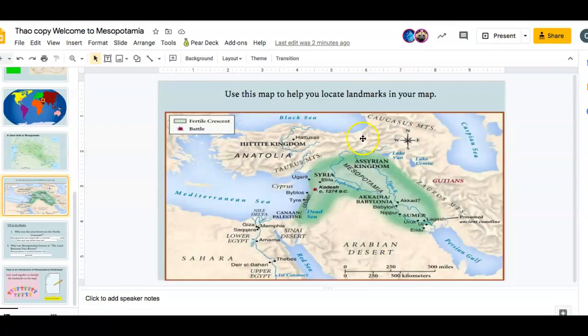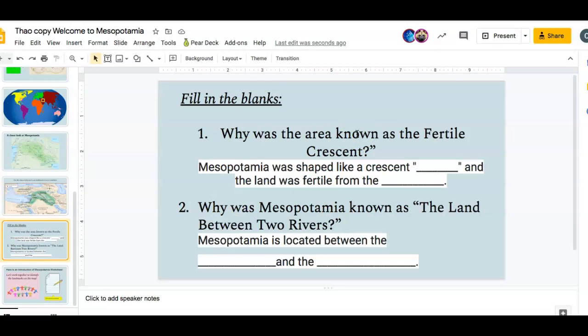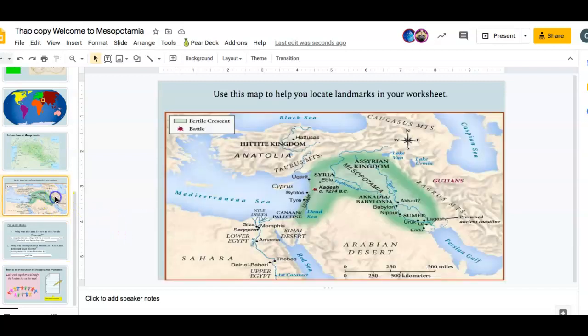Then we take a look at using this map for our worksheet, okay? And here are two questions that you will need to answer, the fill in the blank, for your worksheet. So why was the area known as the Fertile Crescent? Mesopotamia was shaped like a crescent, like a moon, and the land was fertile from the flooding. Remember, we talked about the snow in the mountains melting. And once it melts, it flooded this area right here.